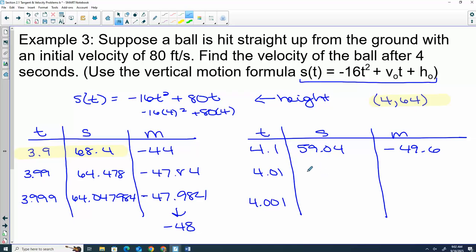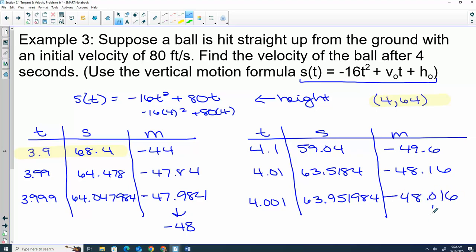4.01, what'd you get? 63.5184. And your slope? Negative 48.16. All right, 4.001, what's your height? 63.951984. And my slope was negative 48.016. And so what's that approaching? Negative 48.